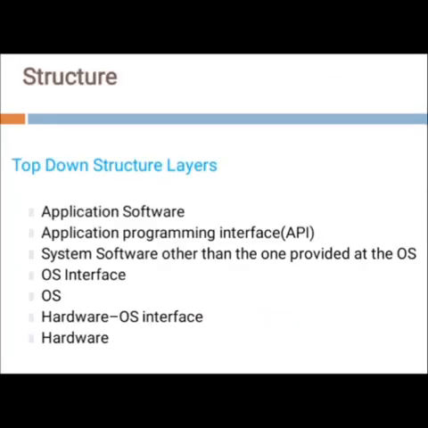Next topic for discussion is structure. A system can be assumed to have a structure. That is, the structure can be top down, or the other one, bottom up. Here for consideration we are taking top down structure layers. That is, the top layer is application software and the bottom layer is hardware.